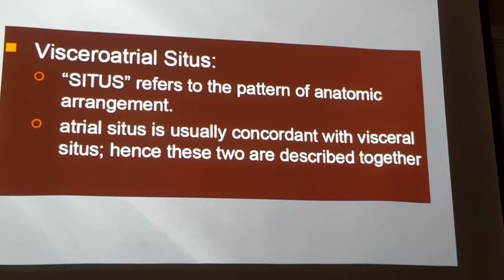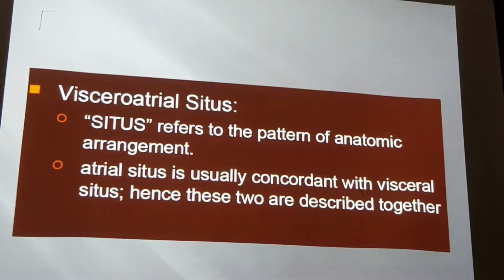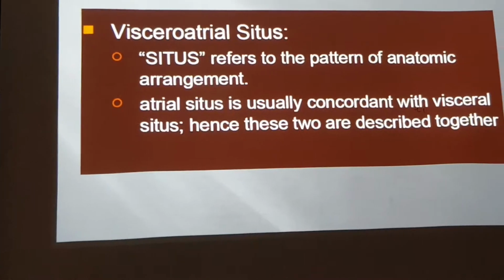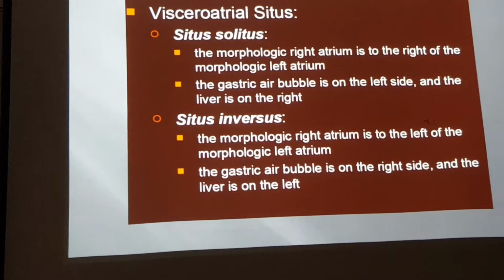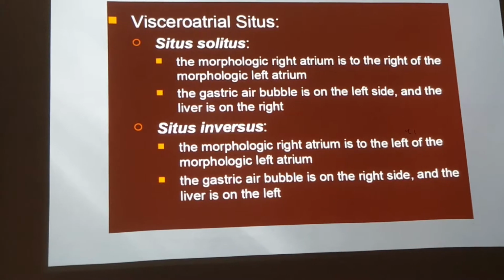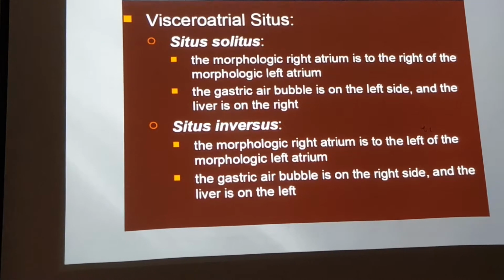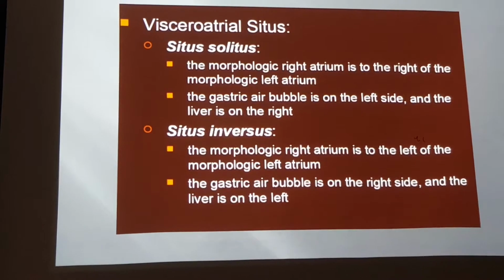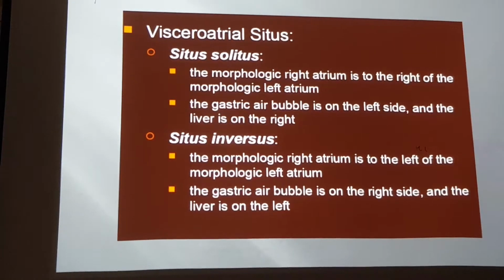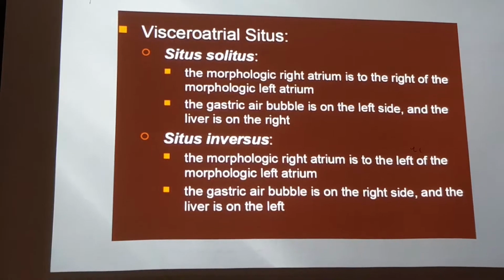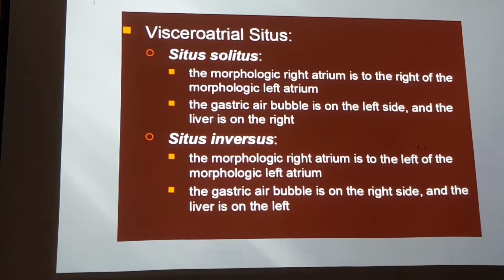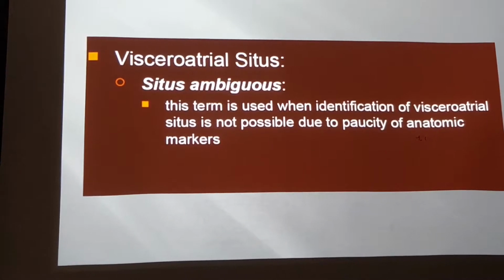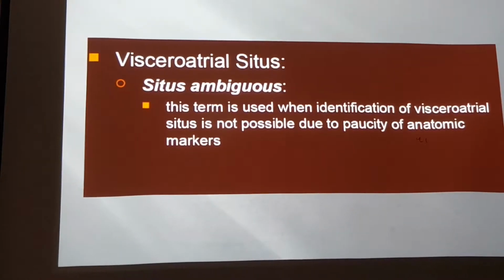So we also assess for situs or visceroatrial situs. Situs refers to the pattern of anatomic arrangement. Your atrial situs is usually concordant with visceral situs, hence these are described together. When we say situs solitus, the morphologic right atrium is to the right of the morphologic left atrium. The gastric air bubble is on the left side and the liver is on the right. When we say situs inversus, the morphologic right atrium is to the left of the morphologic left atrium, the gastric air bubble is on the right side, and the liver is on the left side. Situs ambiguous is used when identification of visceroatrial situs is not possible due to paucity of anatomic markers.